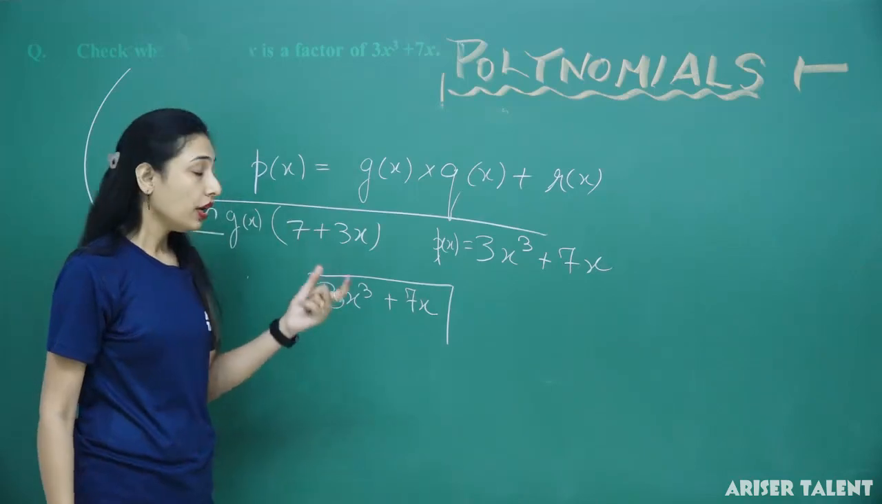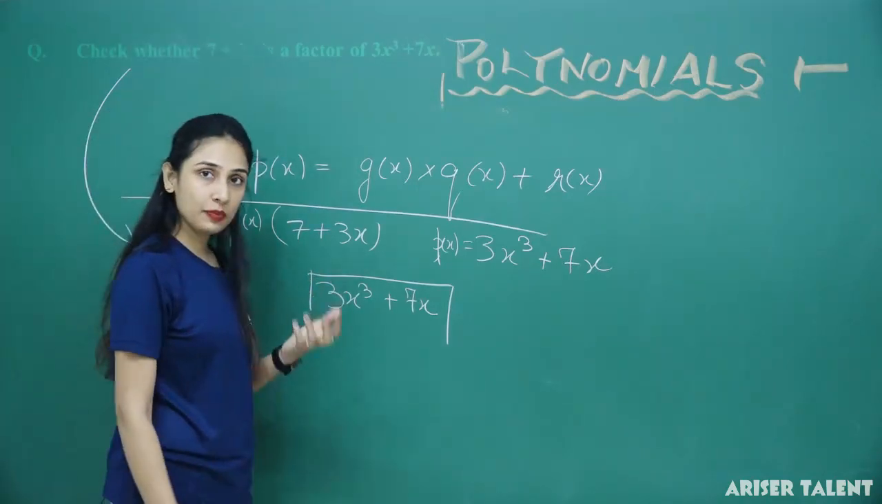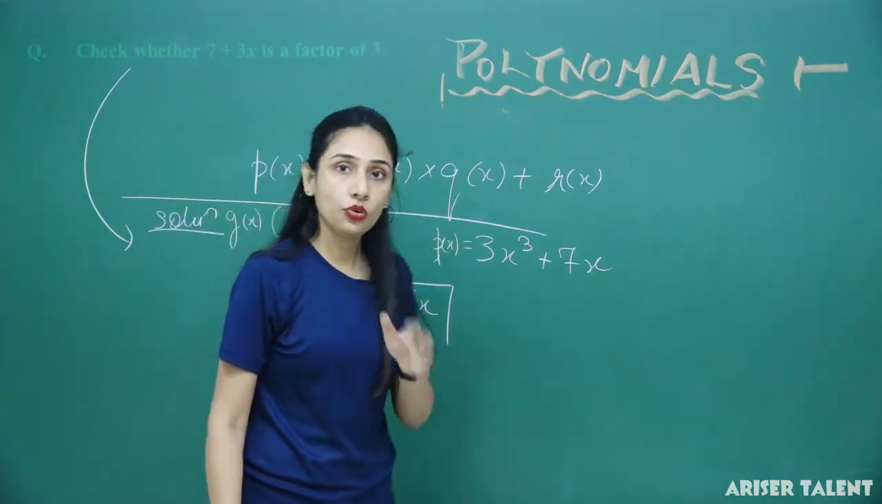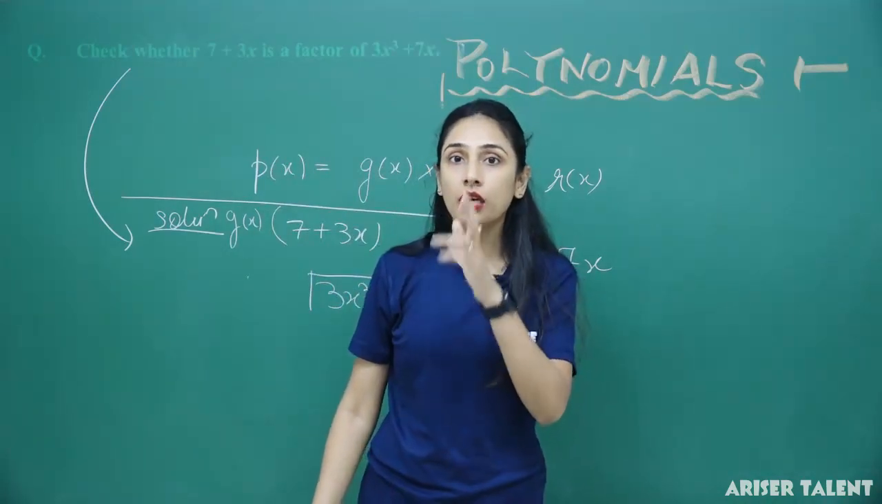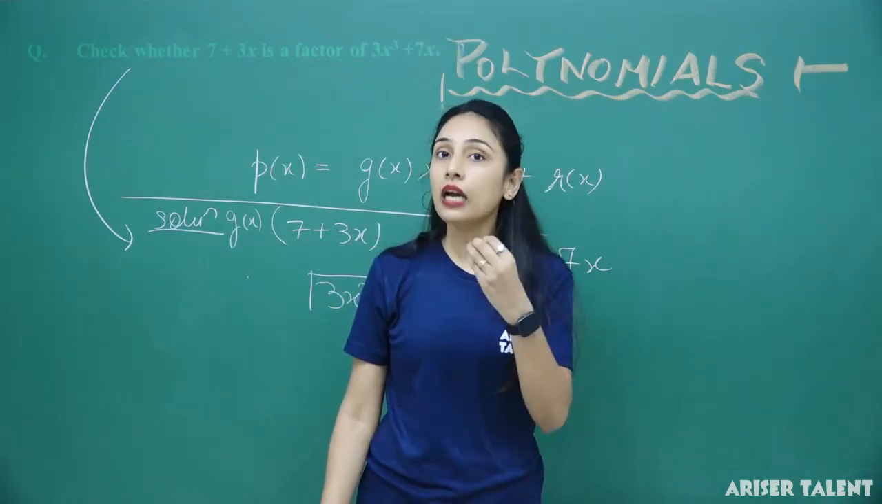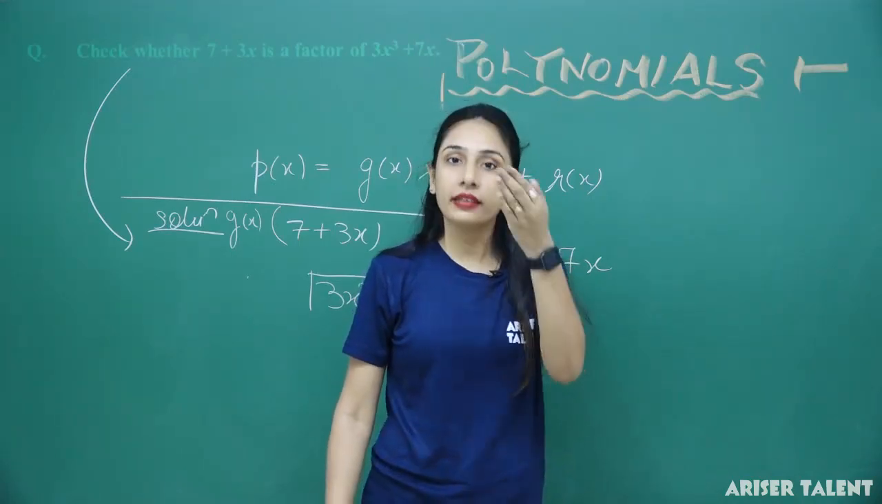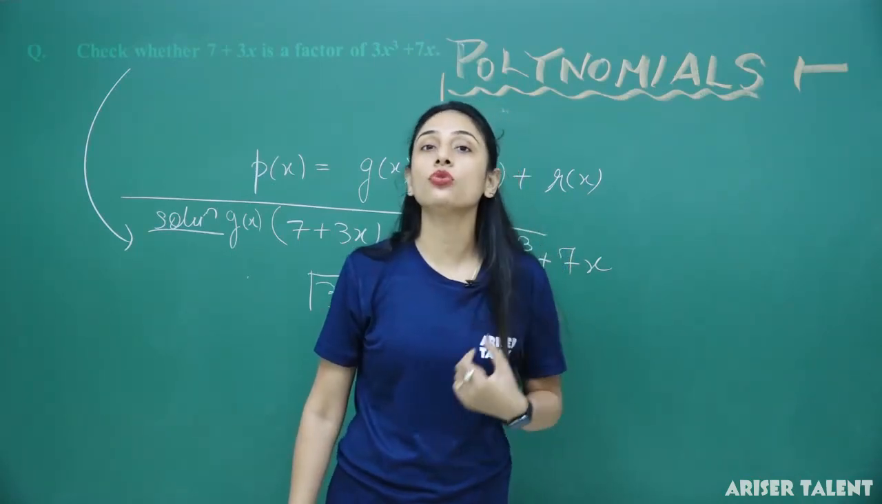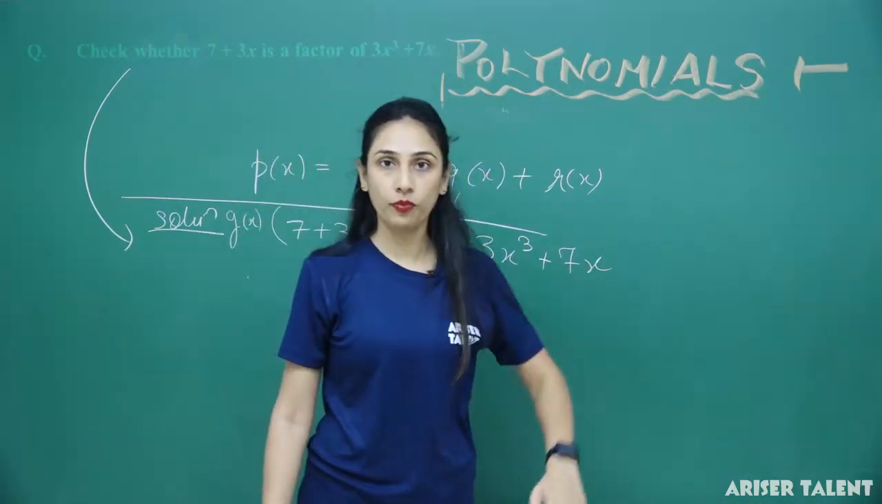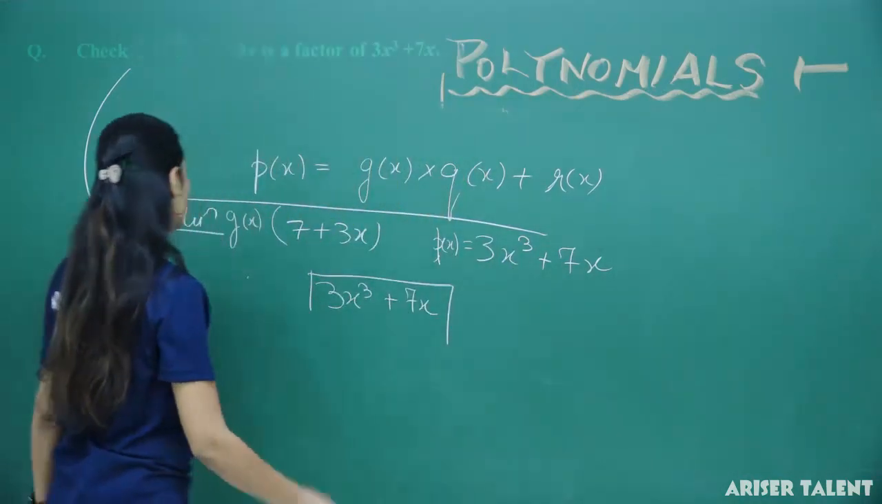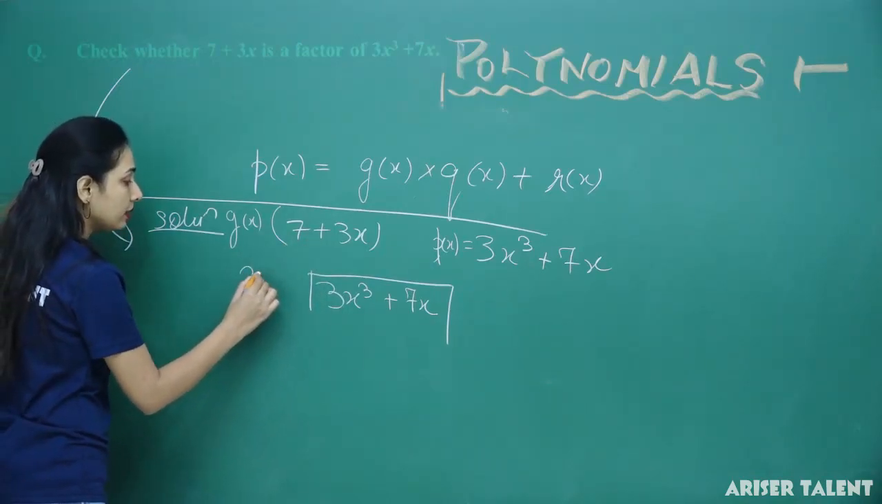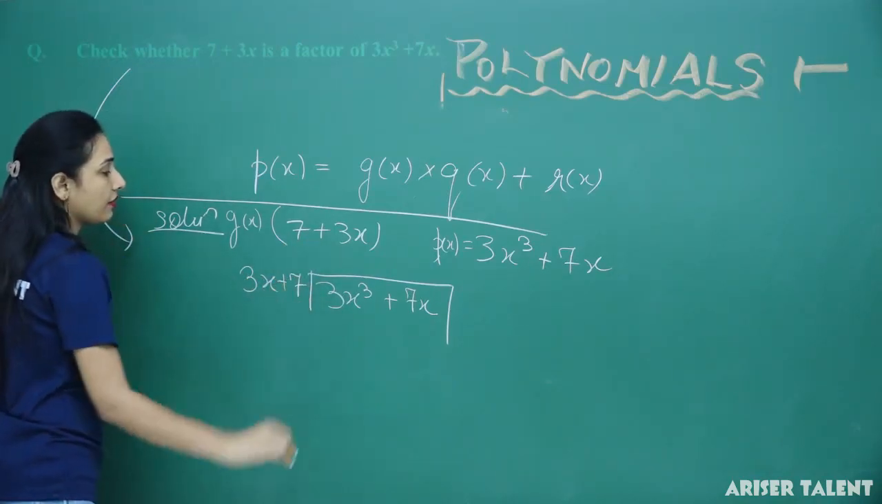I have told you, whether it is px or gx, that means divisor or dividend, you have to write it in correct order. That means the highest degree term first, then the second highest degree term, then the third highest degree term, and so on. That means descending order of powers, okay. So here that will be written as 3x plus 7.